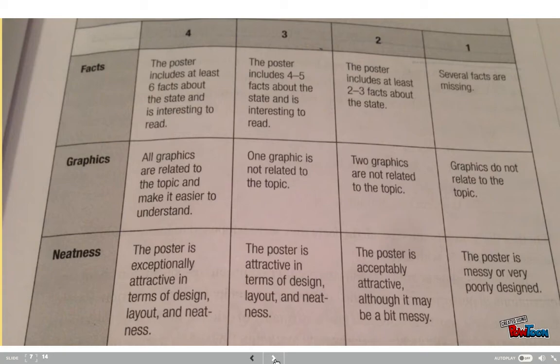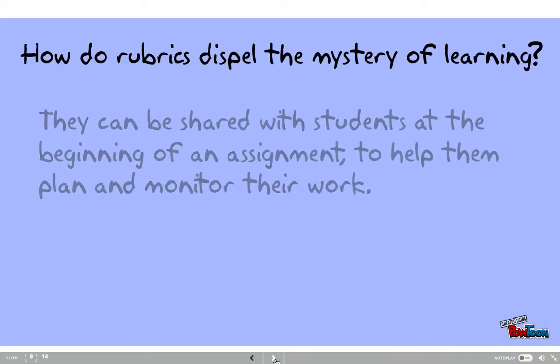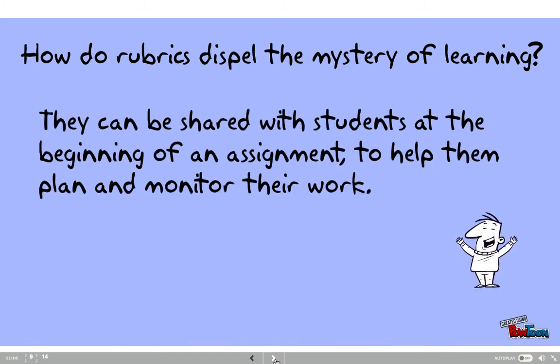It's a common mistake that teachers make. They think these 3 indicators are good, they think they've got these levels, and that's all well and good, but the reality is this is more of a checklist than a general analytic rubric. So how do rubrics dispel the mystery of learning? They can be shared with students at the beginning of an assignment to help them plan and monitor their work. If used correctly, students are comparing the incremental progress they're making toward completing a larger assignment or project with their rubric frequently, and or they are using other students' work to compare it to the rubric and give them feedback on where they think they are.